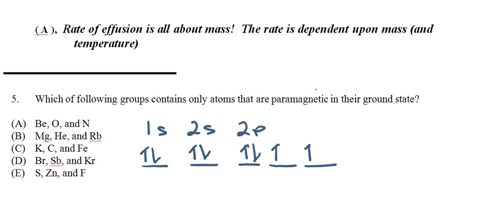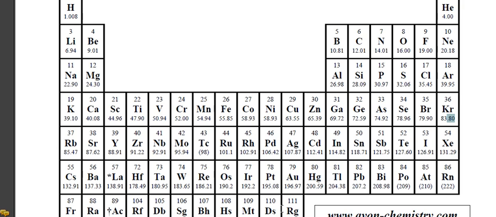So what paramagnetic means is that not all the orbitals that are occupied by electrons are paired up. Diamagnetic means that all the orbitals that have electrons are paired up. So what we need to do is look at the periodic table. Get my mouse to work here. So, whoops, we got to go back and forth.